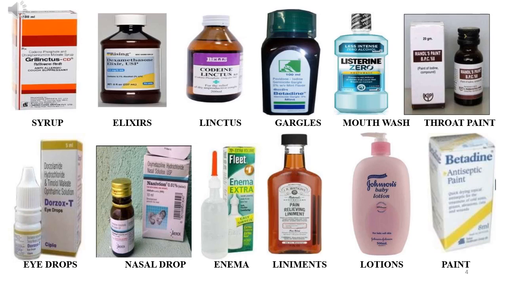After that you can see an eye drop in the image. Next one is nasal drop. After that, enema, fluid enema. Then liniment, a pain reliever liniment. Then you can see lotion, a very famous lotion, Johnson and Johnson baby lotion. After that paint, Betadine antiseptic paint. So after seeing these images, you can easily understand the formulations of a monophasic system, and you can classify them easily.